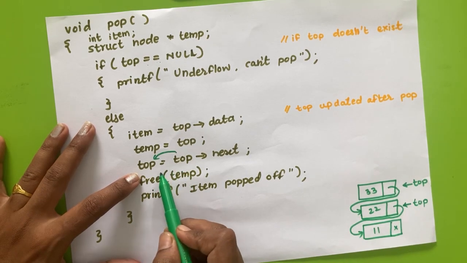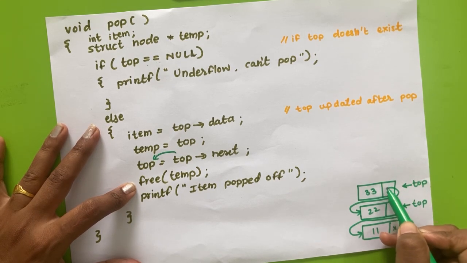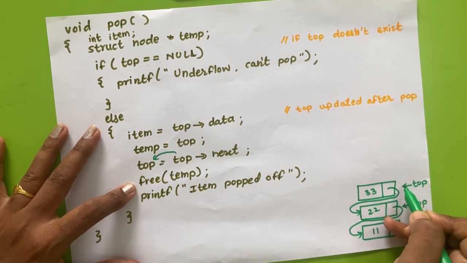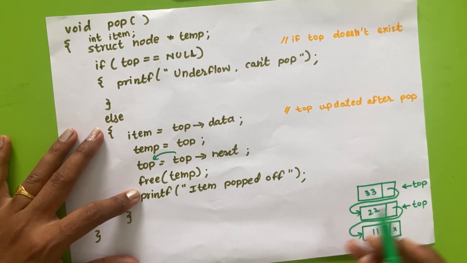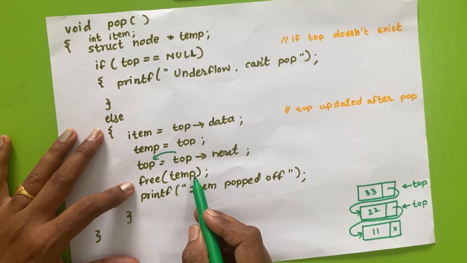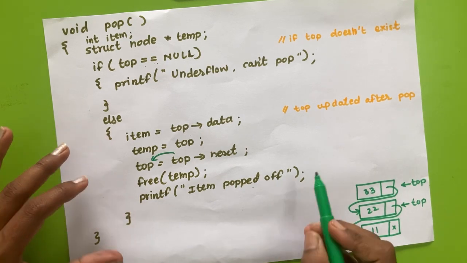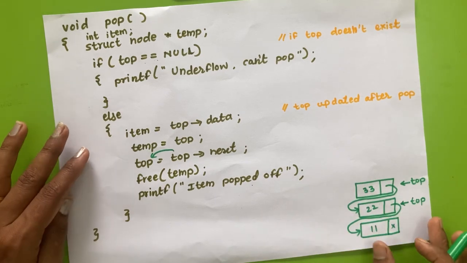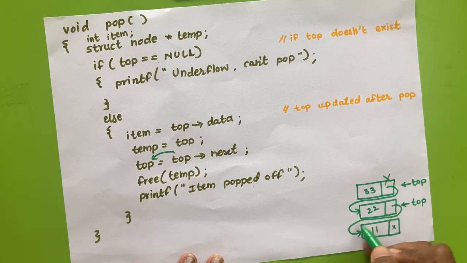Now I can free up the memory assigned with this node. I have updated top, but I first copied the last top in the temporary node, so I'll free up the memory of the temporary node. So now I'll free up temp and I will print item popped off. You can print here the value of item as %d, comma item. So this will get popped off and the remaining stack will remain as it is.